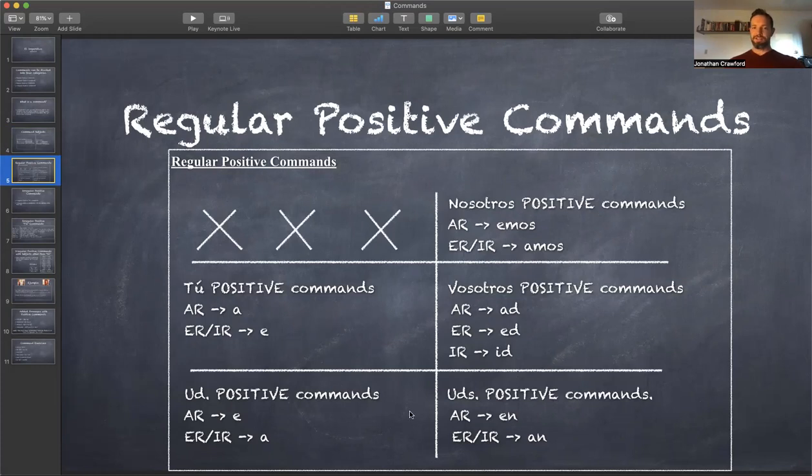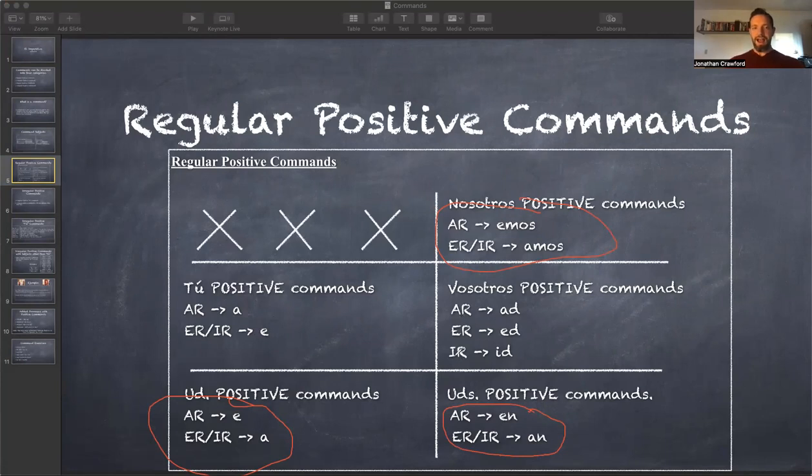And so the letter switches for pretty much all of these. See, the letter switches for these ones, the letter is just switching. For these ones, the letter is switching. And also for these ones, the letter is switching. For these ones, the letter does not switch. AR goes to A, ERIR goes to E. In the vosotros form, the letter does not switch.